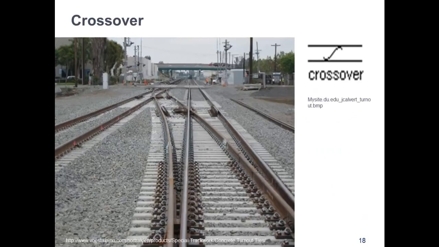Right. And moving on to crossover. Crossover connects two tracks. Yes, crossovers are used to connect double track mains or a main line and long passing tracks. Later we will go over typical distances between crossovers in double track mains.